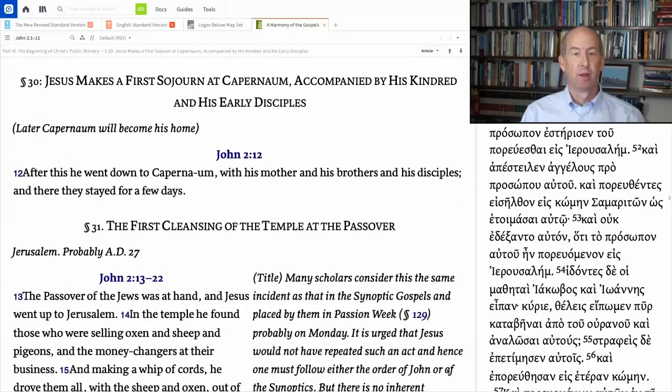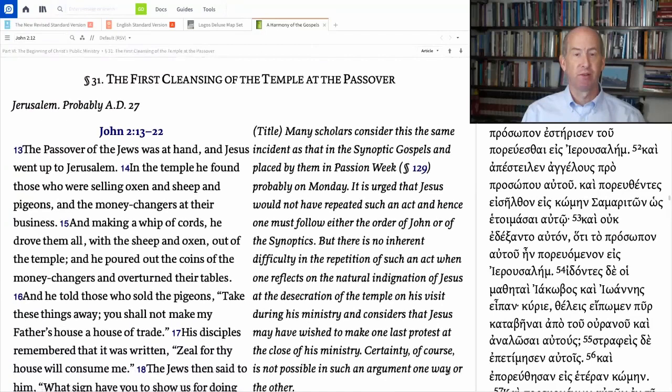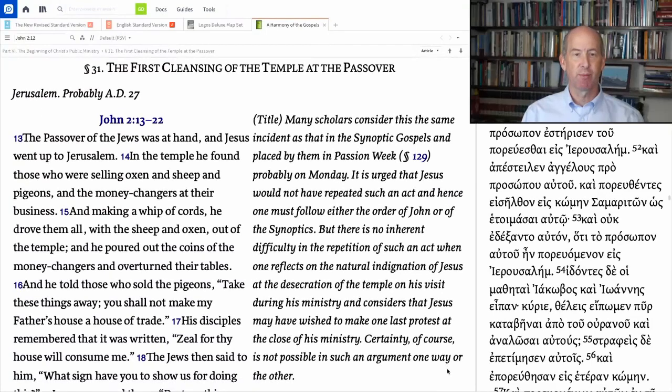Next will be the first cleansing of the temple at the Passover. Now, this is John chapter 2's account of Jesus clearing the temple. The Synoptics put it at the end of Jesus' career, but John puts it at the beginning.